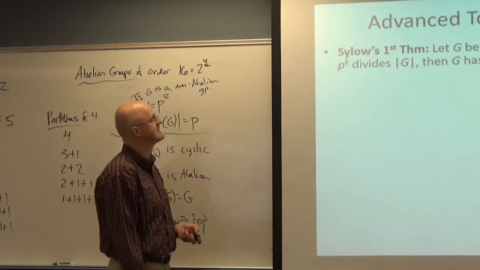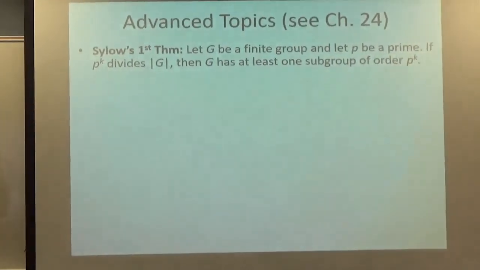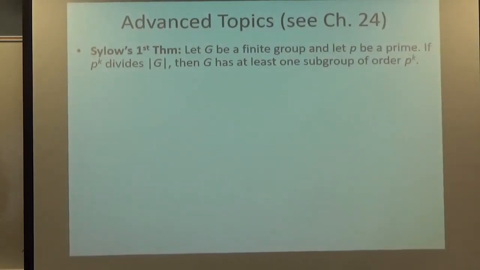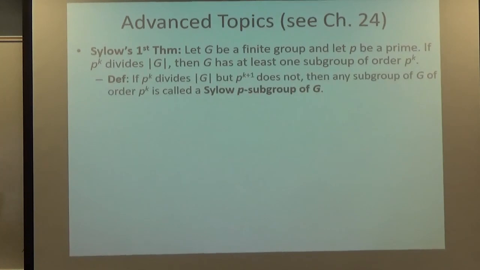This all does lead to the Sylow theorems. We talked about the first Sylow theorem before. It's a partial converse of Lagrange's theorem. G is a finite group and p is a prime. If p to the k divides the order of G, then G has at least one subgroup of order p to the k. If p to the k divides the order of G, but p to the k plus 1 does not, then any subgroup of G of order p to the k is called a Sylow p-subgroup of G. So it's sort of a maximal subgroup of G whose order is a power of p.